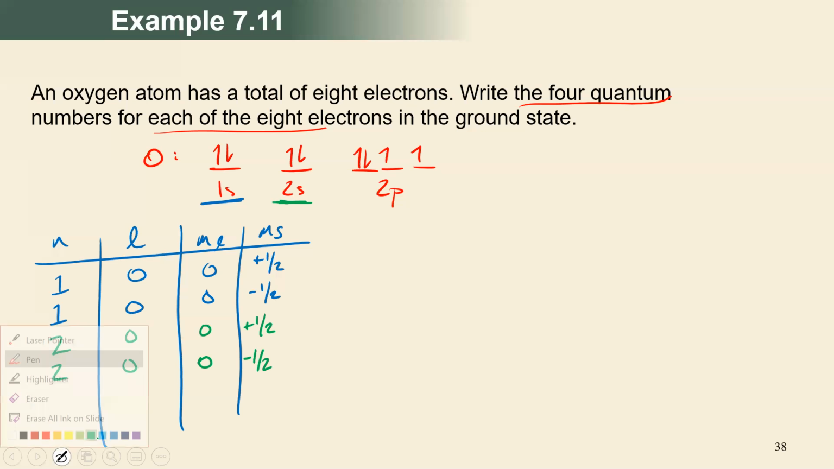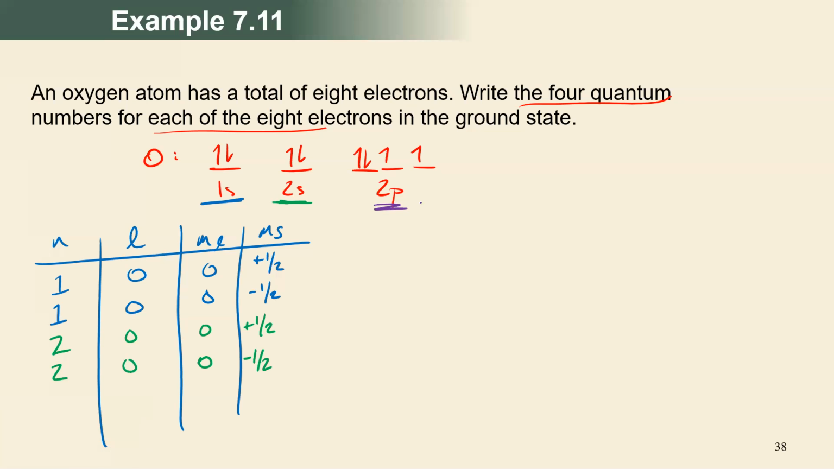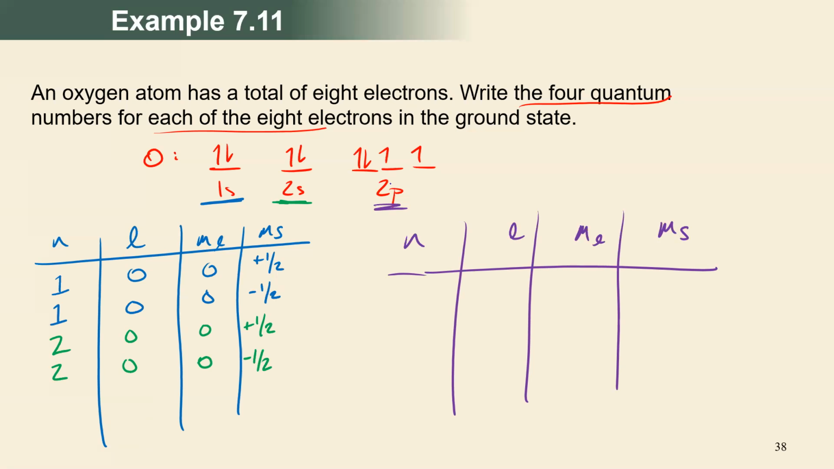All right. Changing colors once again. Let's do the 2p's: N, L, M sub L, and M sub S. For all of these 2p electrons, what's our value for N? 2. For all of these 2p electrons, what's our value for L? 1.